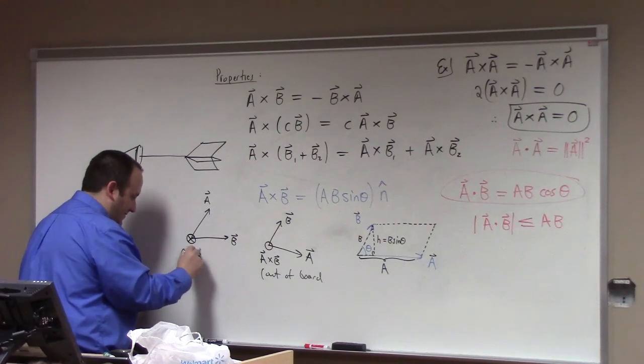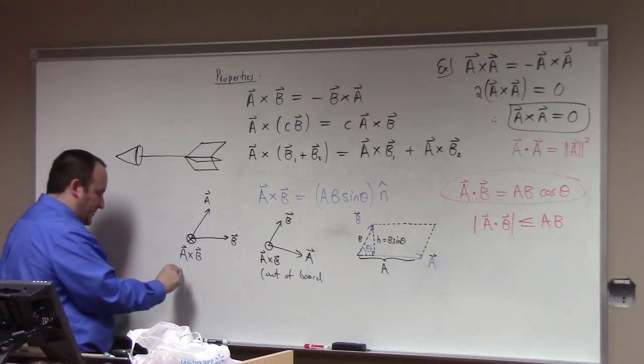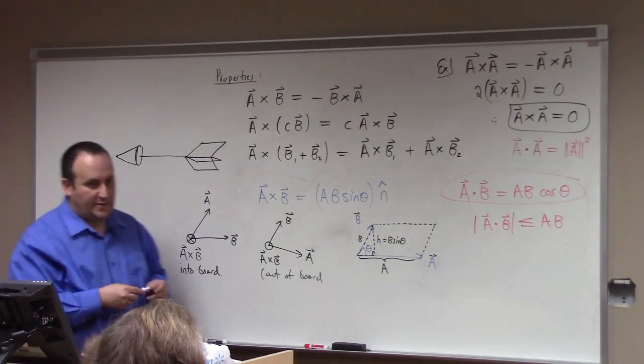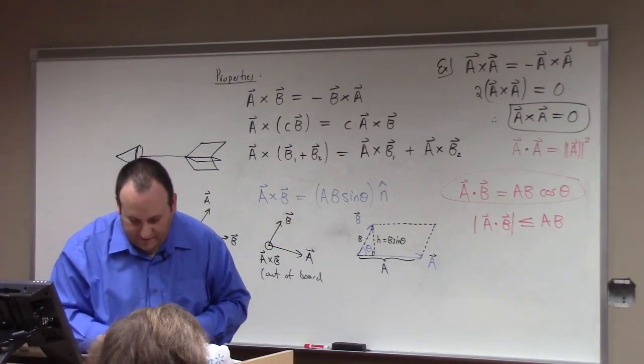A cross B, into the board. So geometrically, we need the right-hand rule to figure out which direction the cross product points.